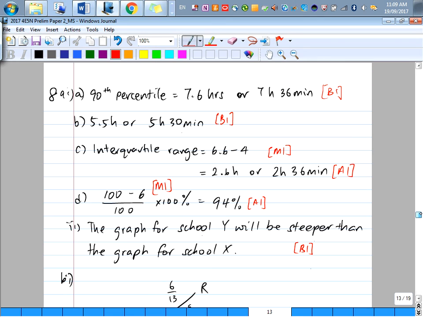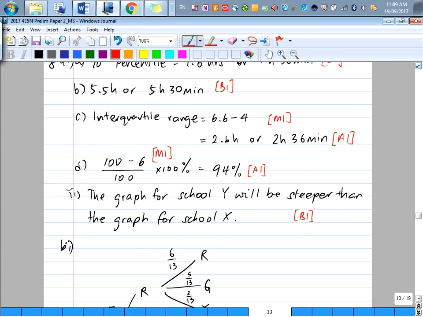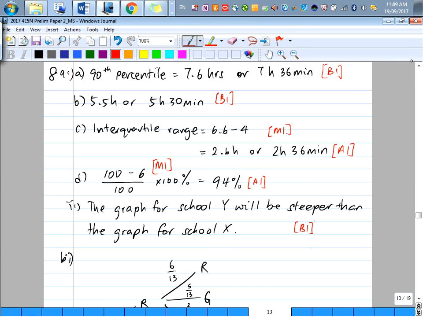Question 8. Most scored full marks for 8A and 8B. A and B part 1, most of you scored full marks. So anybody needs me to explain? Anybody needs to copy our answers? Nobody raising hand, huh? So I'm moving on.